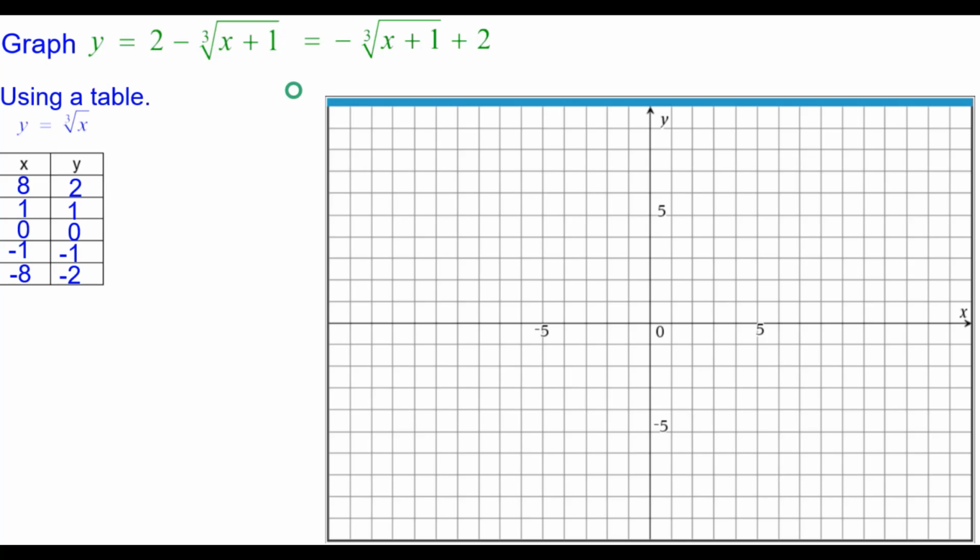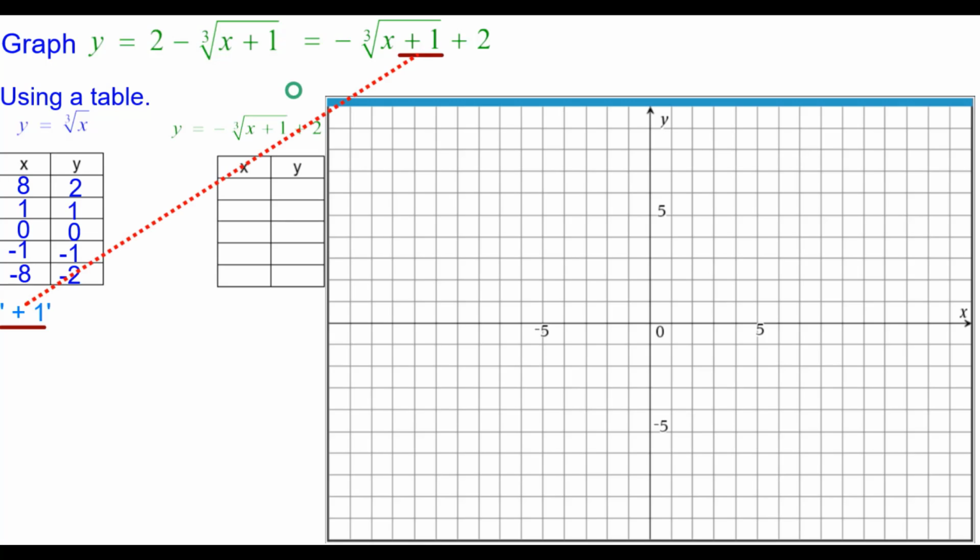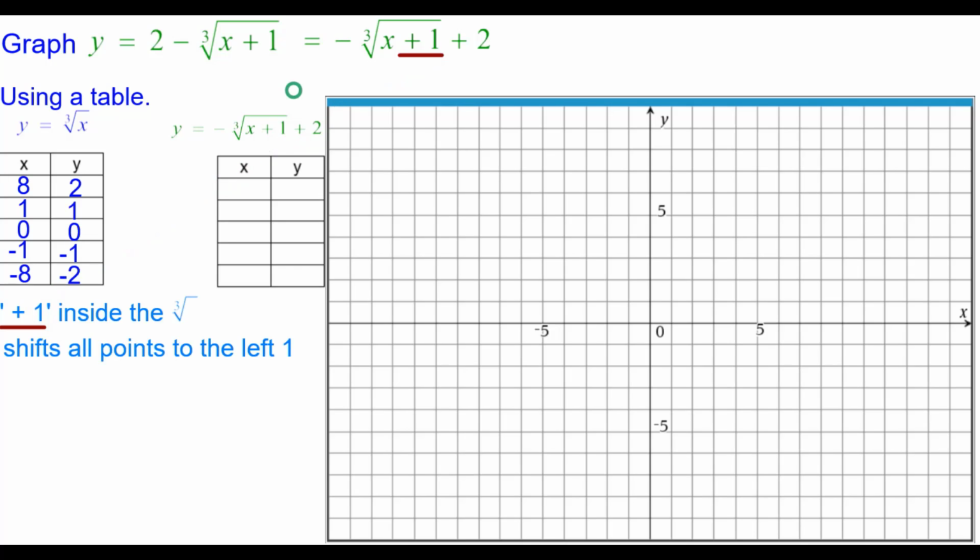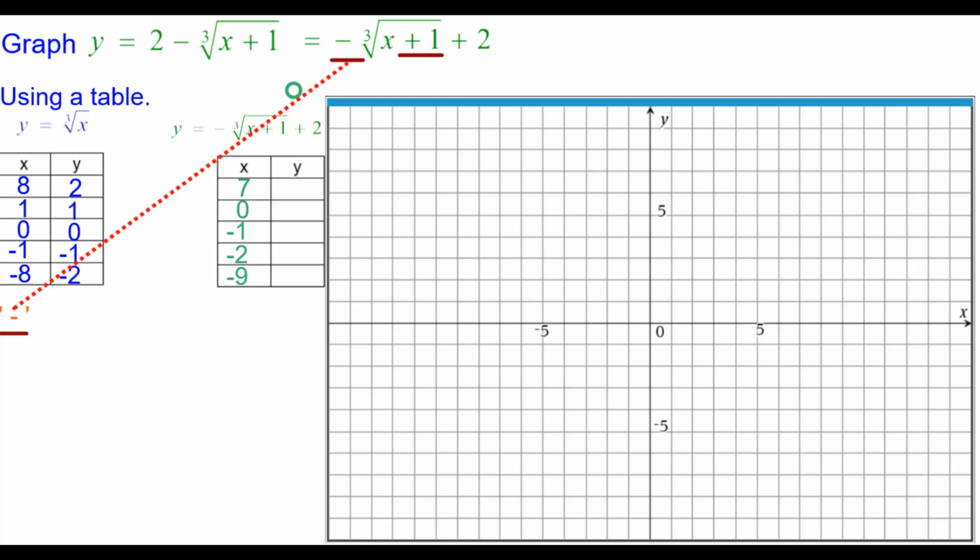Second way, using a table. These are our 5 values in the normal parent cube root function. The plus 1 is inside the cube root function, so it shifts all points to the left. And to do that means we have to subtract 1 from each x value. So 8 minus 1 would be 7. And then I'll let you go ahead and finish the rest of these x values right here. Press pause and resume when you're ready. So 1 minus 1 is 0, negative 1, negative 2, and negative 9. Pause if you need to catch up there.